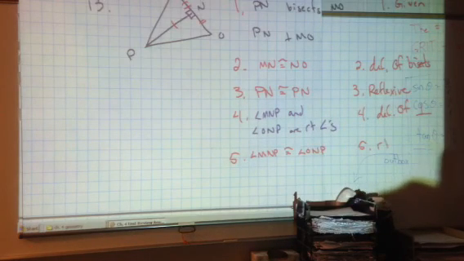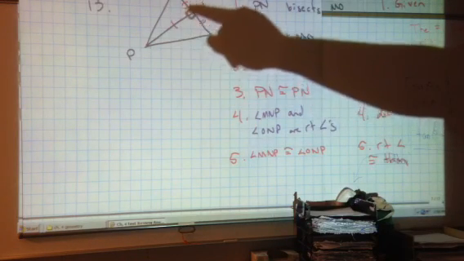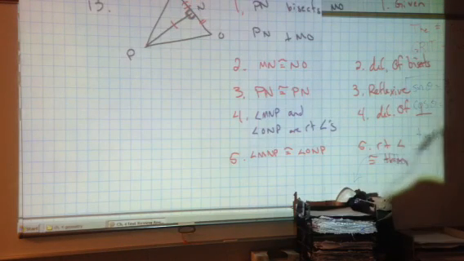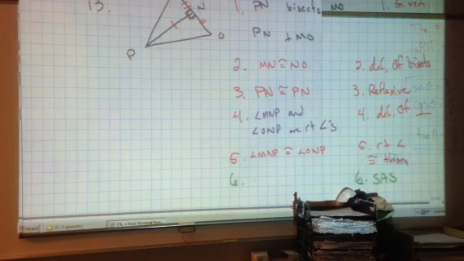The name of this theorem? Right angle congruence theorem. Just that right angles are congruent. And now we have enough information to say, hey, these are congruent, because if my right angles are congruent, I can think of this as a side angle side situation. The angle that's congruent is between two congruent sides. So triangle MNP is congruent to triangle ONP.